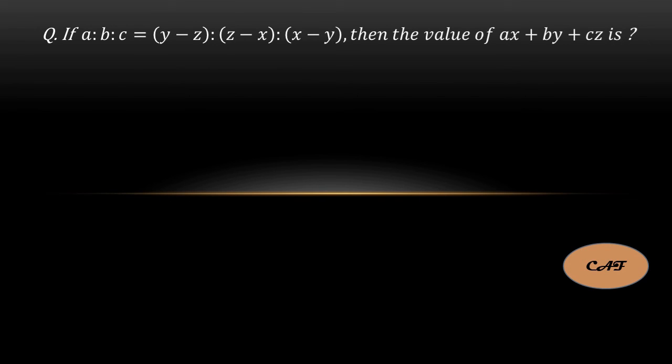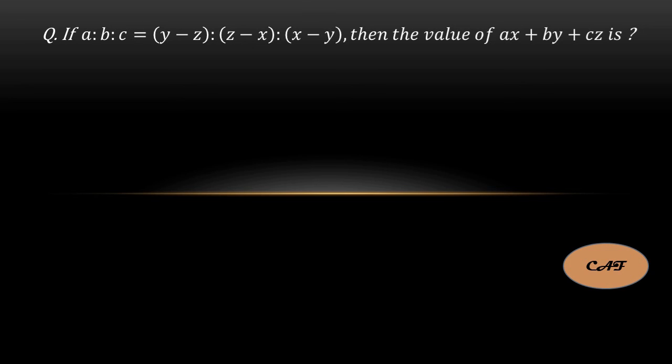Next question. If a is to b is to c is y minus z is to z minus x is to x minus y, then the value of ax plus by plus cz is how much? If you see this question, it is looking very complex, but it won't be. Definitely it will be very simple. Okay, we will see. Directly they gave a is to b is to c, so you need to find only the formula whatever they're asking.